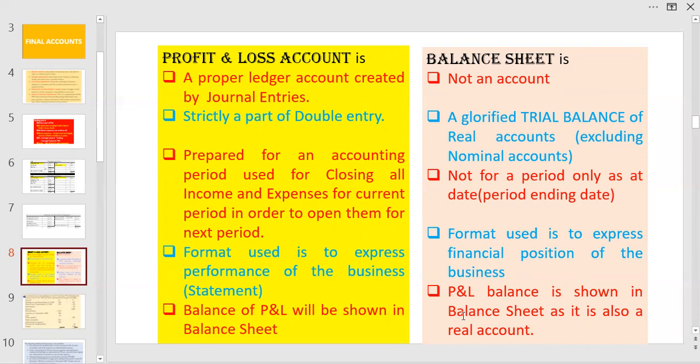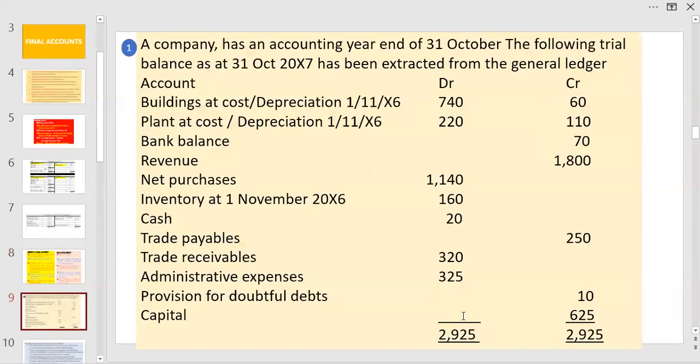Dear students, let's look at some practical examples. The company's trial balance as at 31st October year end is shown here. Buildings at cost 740, accumulated depreciation 60, plant at cost 220, accumulated depreciation 110. Bank balance is an overdraft of 70. Other account balances are also given.